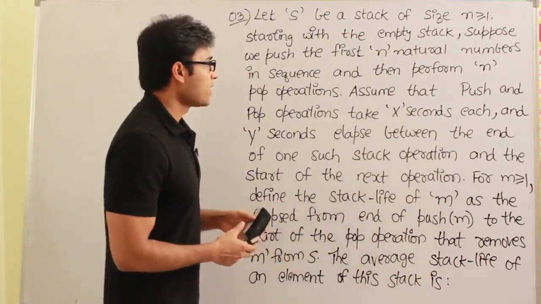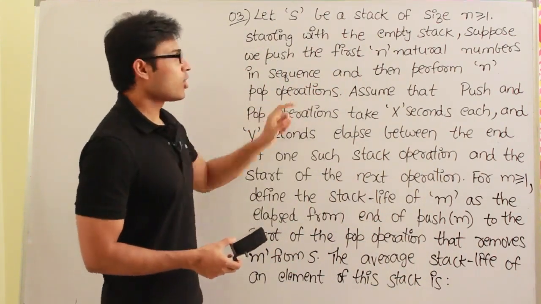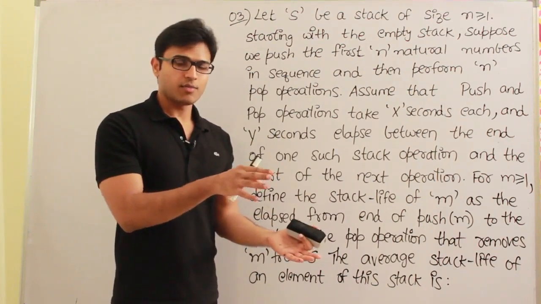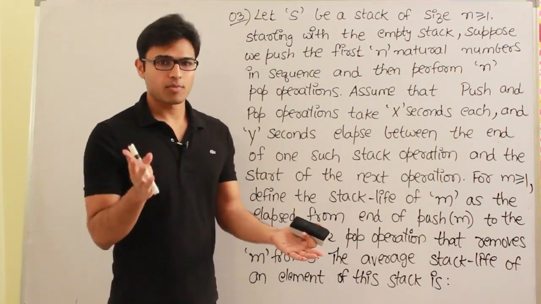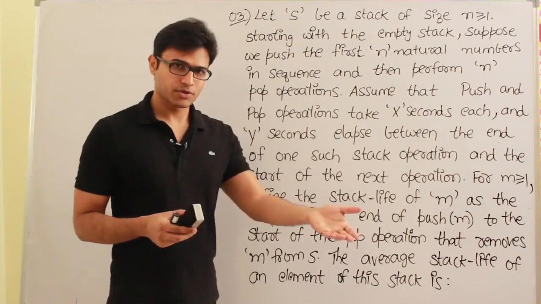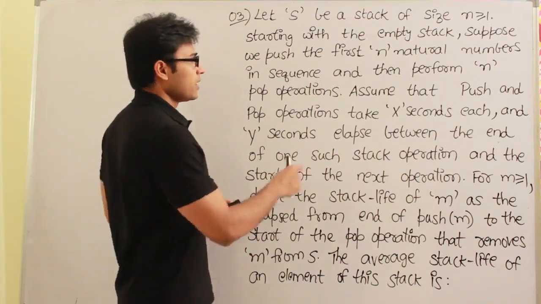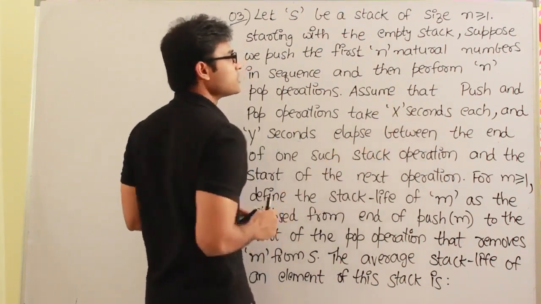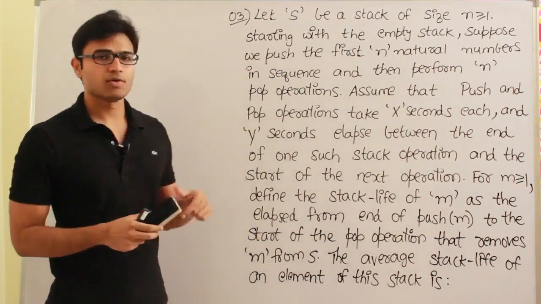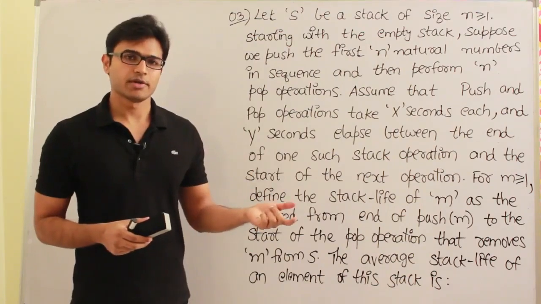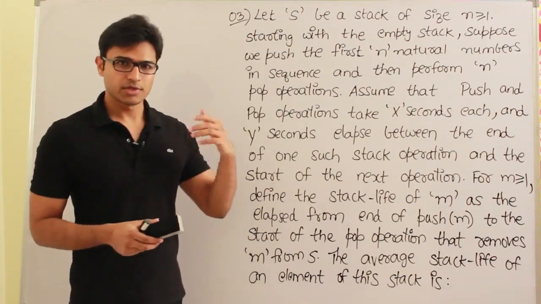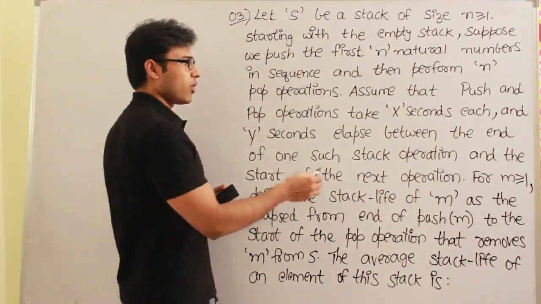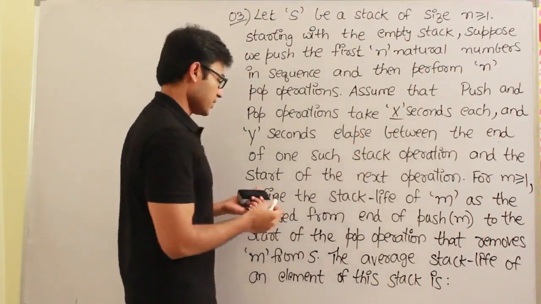That is a sequence. And then perform n pop operations. So after pushing all the elements into the stack, I am going to perform n pop operations. I'll perform n pushes and then n pops. Assume that push and pop operations take x seconds each, which means whenever you push a number or pop a number, the time taken for push or pop is x seconds. That is what they are saying.